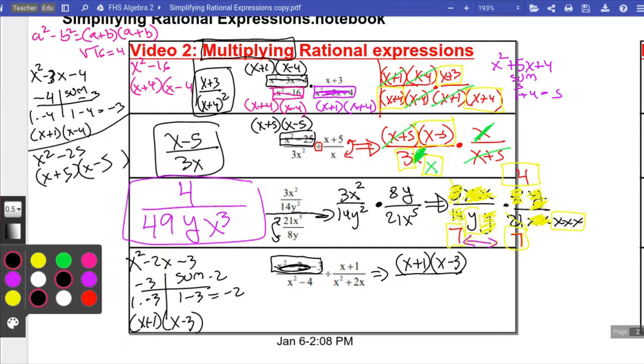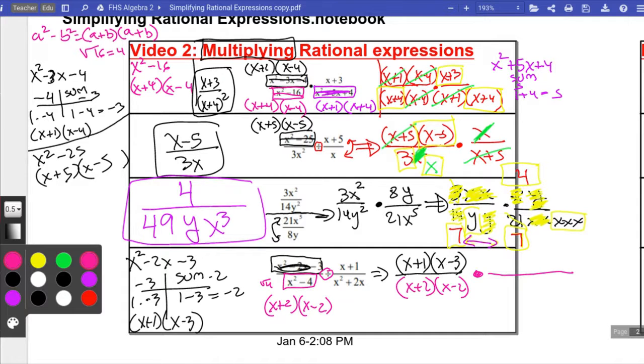Good. What else do we have to do? What about the bottom one? This one. That is the difference of squares. So the plus, the minus, and then if you do square root of 4, you get 2, 2. All right, so x plus 2, x minus 2. So you see this division? We're going to have to flip it.